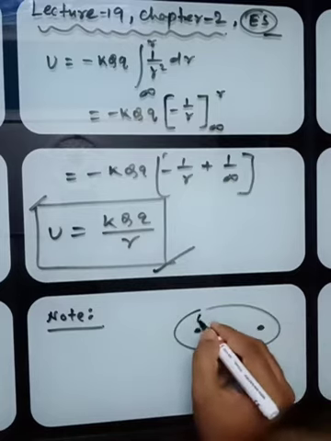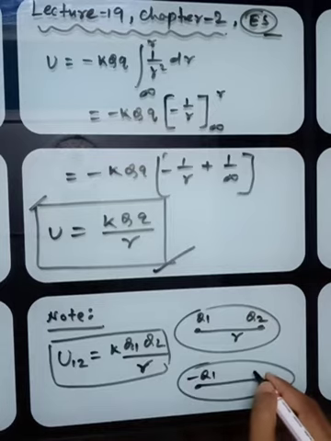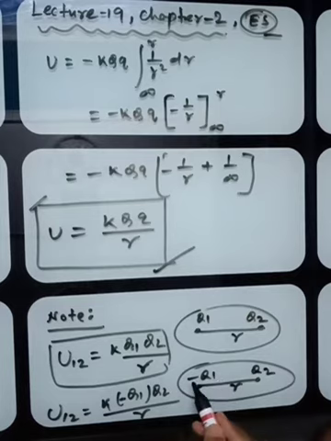Remember, if the system has charges in this way, minus q1 and another plus q2 with the same distance, then you will write the potential energy U12 as k(minus q1)q2 by r. Now, here, potential energy you have to write with the proper sign. If both are negative, then you will write negative negative. If one is negative and one positive, you write negative positive. If this is positive and this is negative, then you will write this positive and this negative.